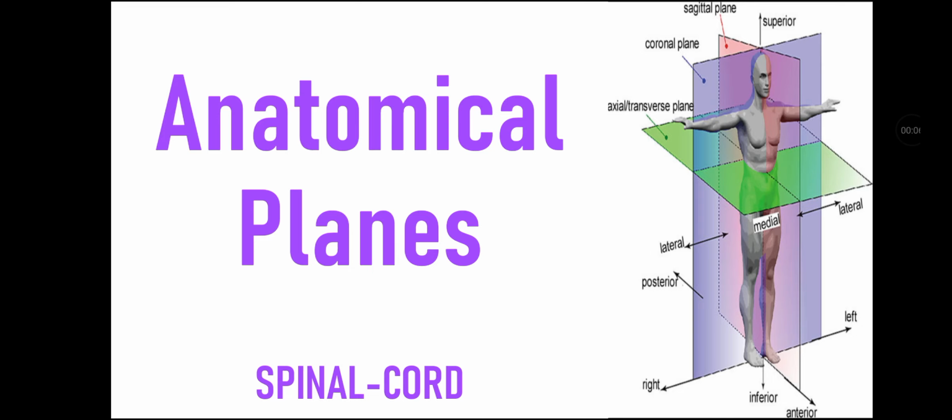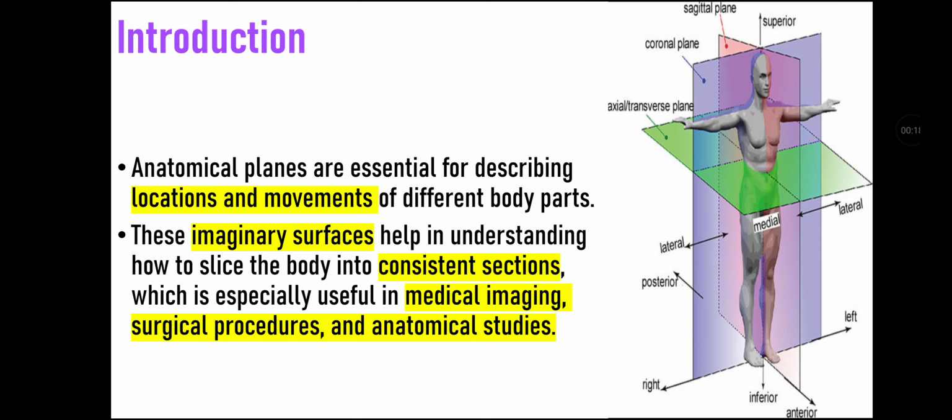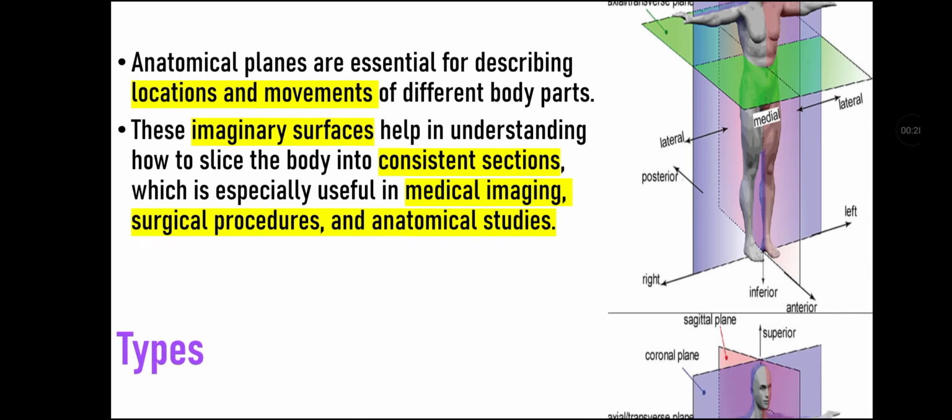And here at the side you can see the diagrammatic representation of anatomical planes for reference. So let's start our topic with the introduction. Anatomical planes are essential for describing locations and movements of different body parts. These imaginary surfaces help in understanding how to slice the body into consistent sections, which is especially useful in medical imaging, surgical procedures, and anatomical studies.